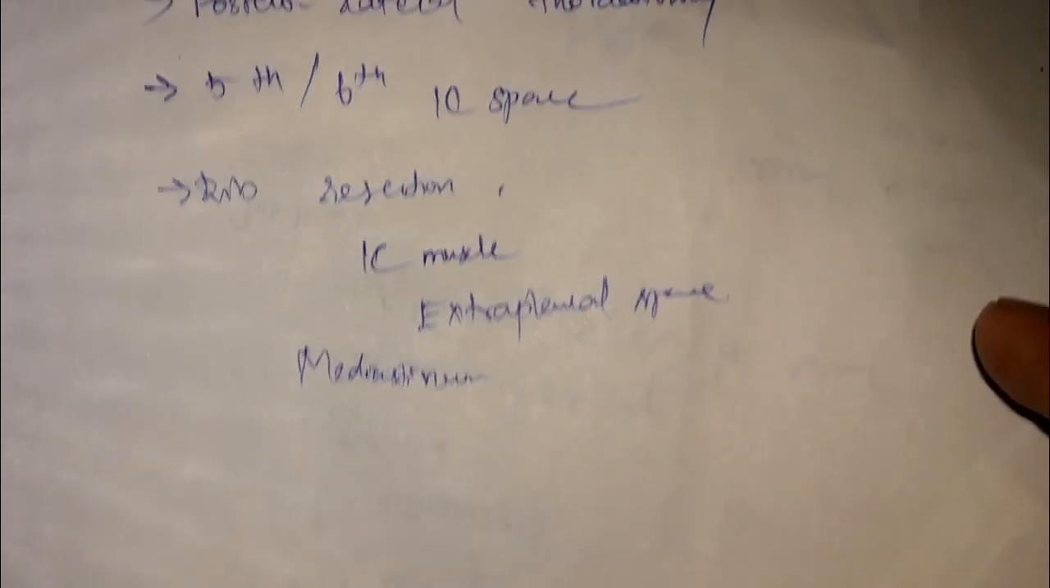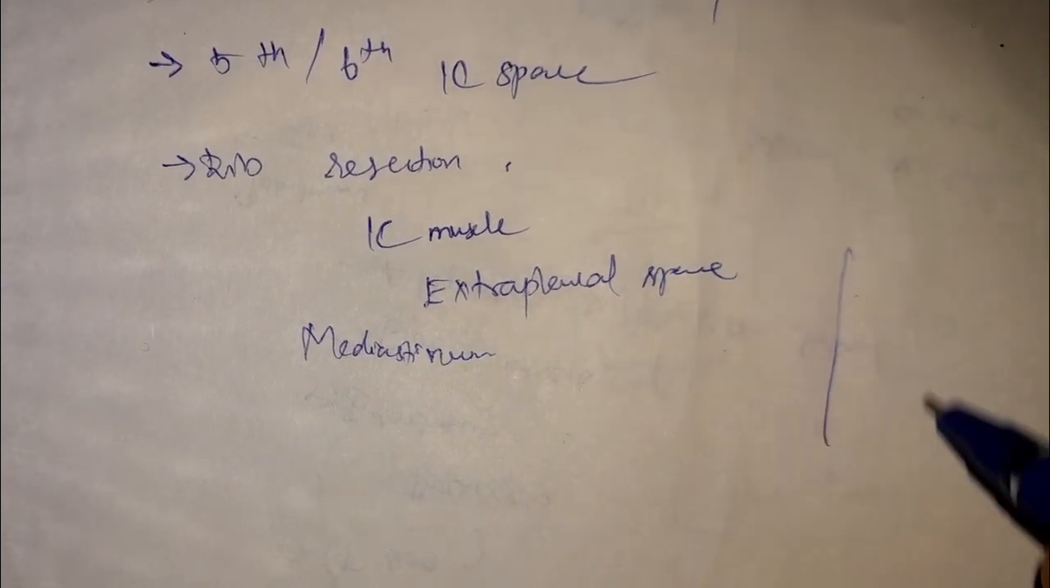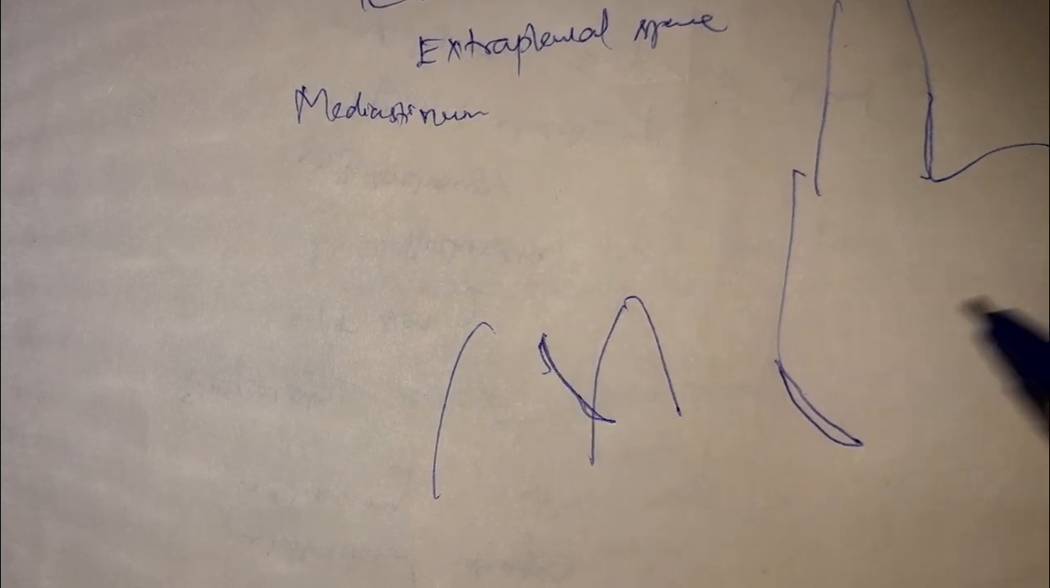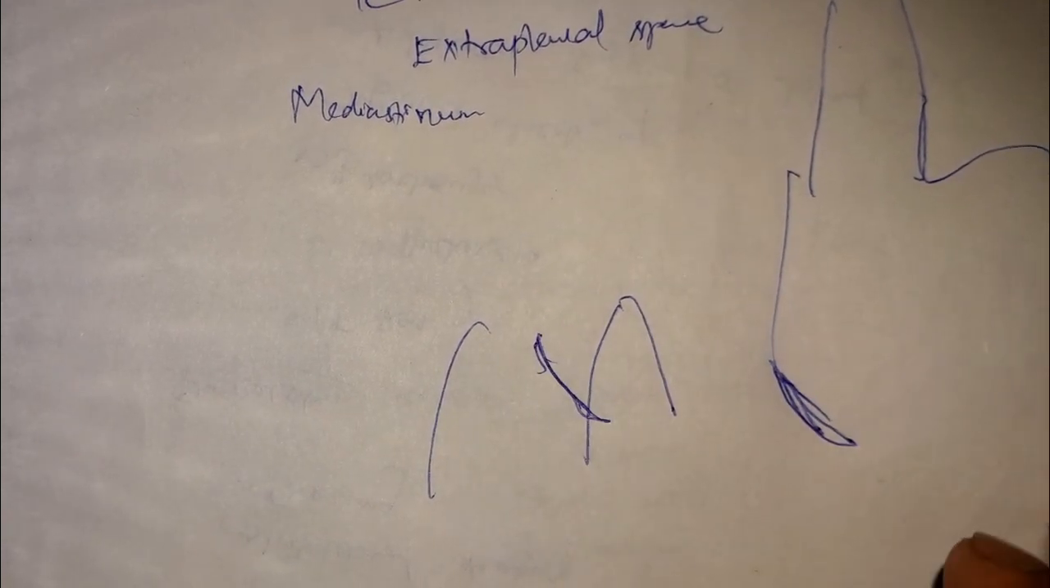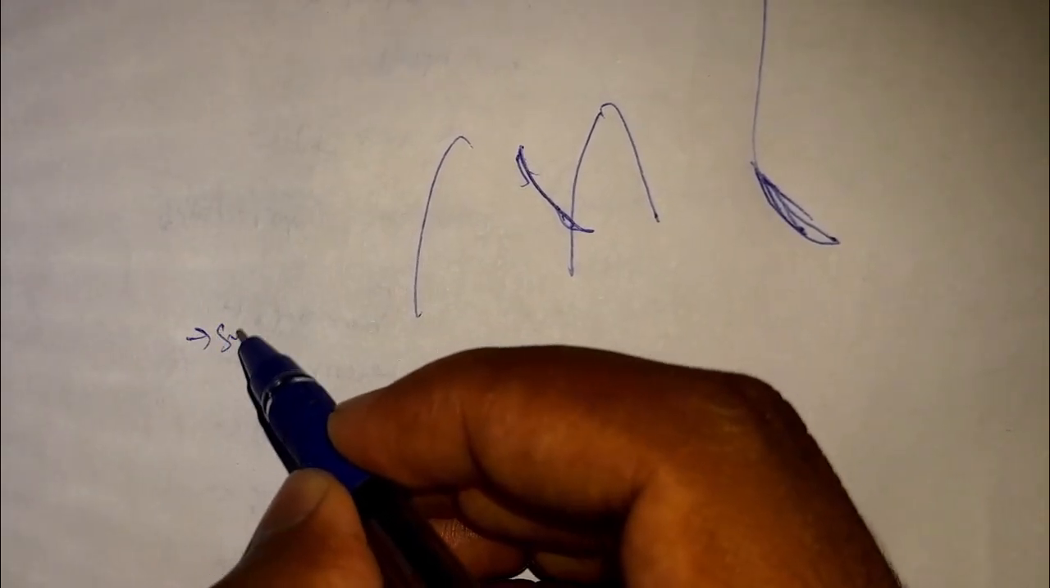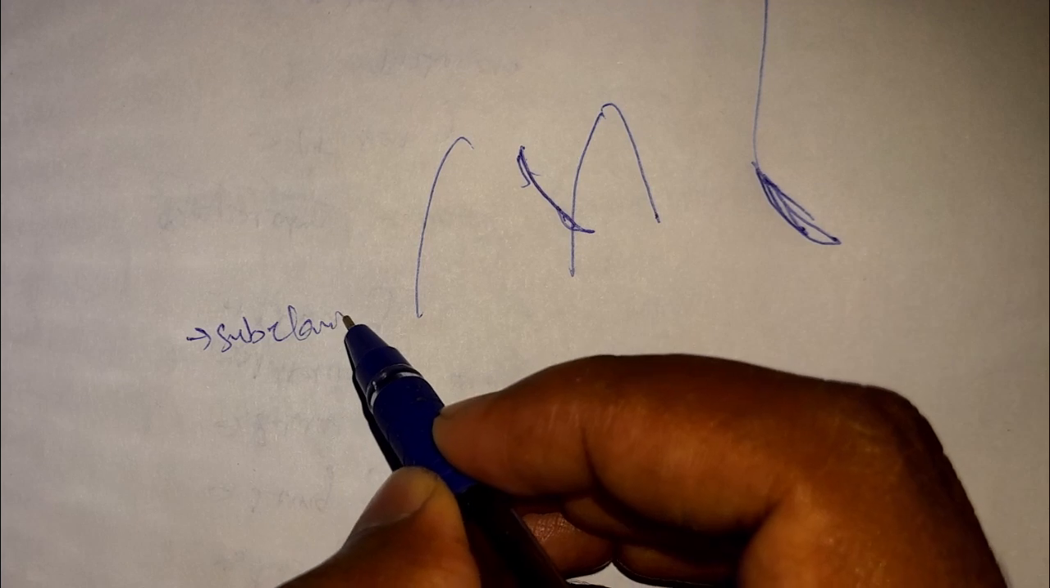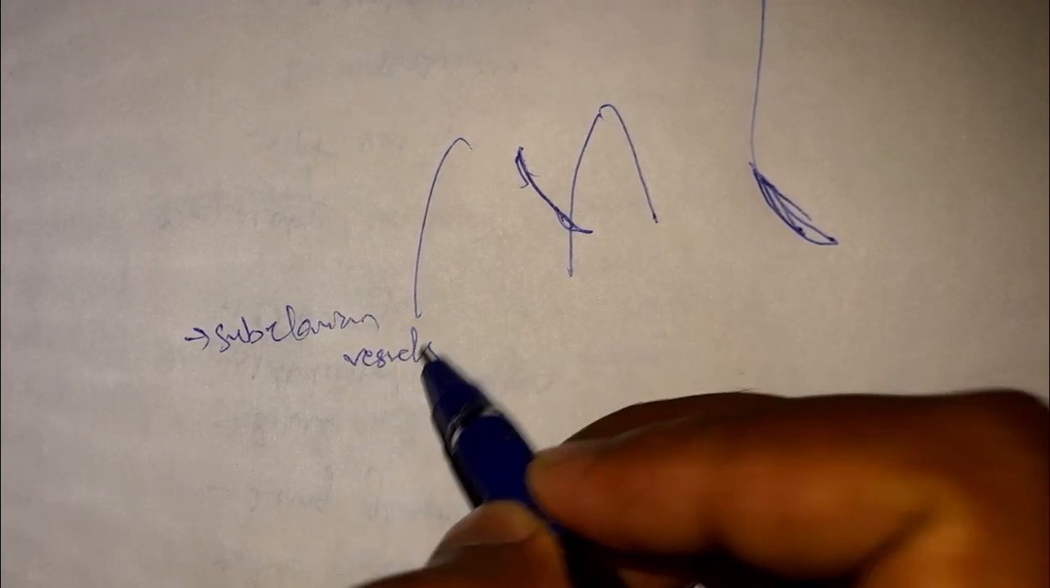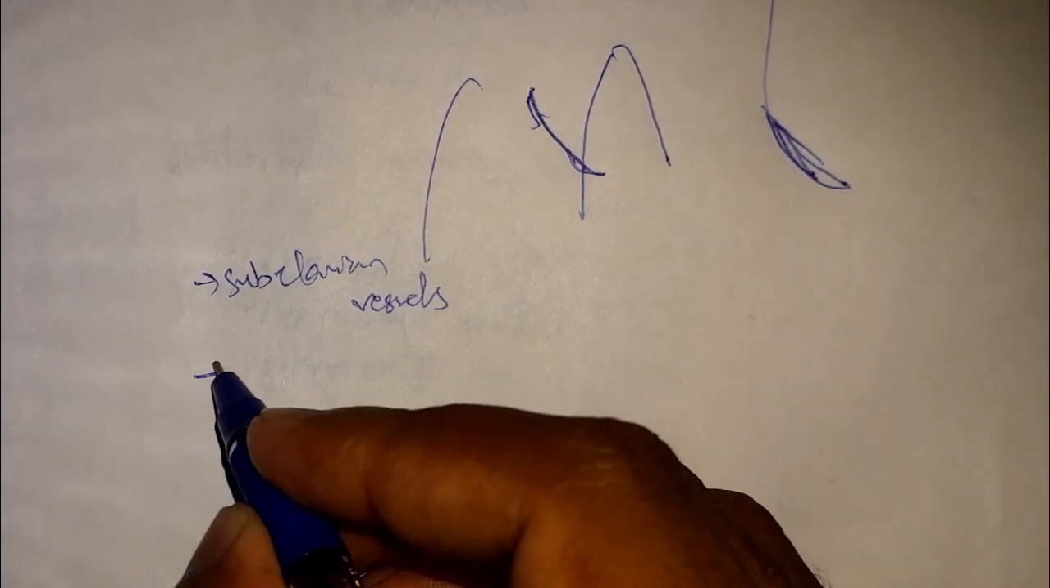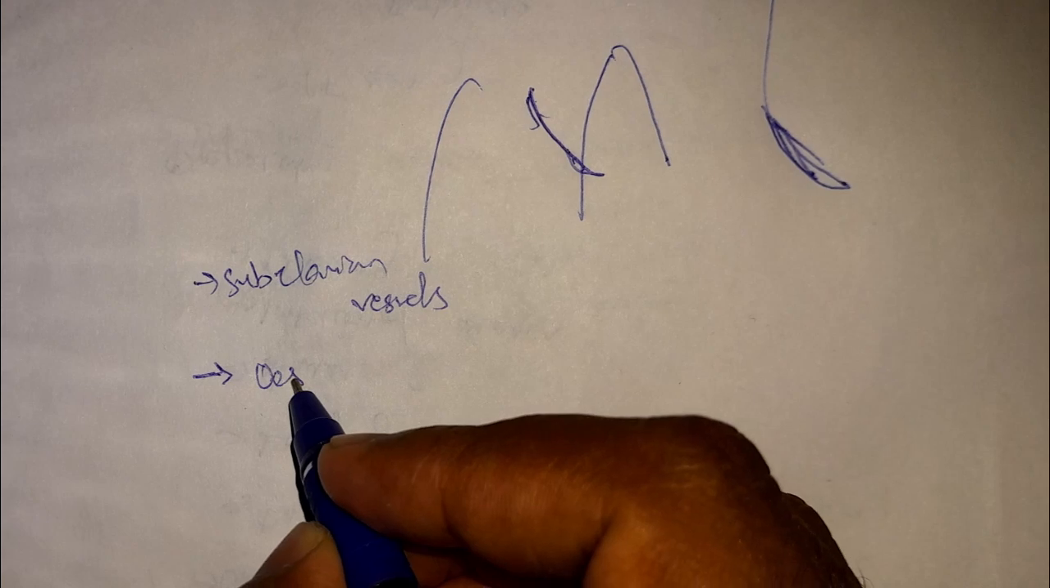So the thoracotomy scar is like this. This is our axillary region, and here on the posterior side, like this, we do the cut. We should also focus on the subclavian vessels, which are near the apex of the lung. During apical dissection we should take care of them to avoid hemorrhage, and we should take care of the esophagus and vena cava.